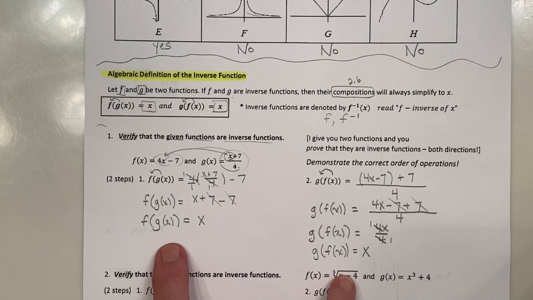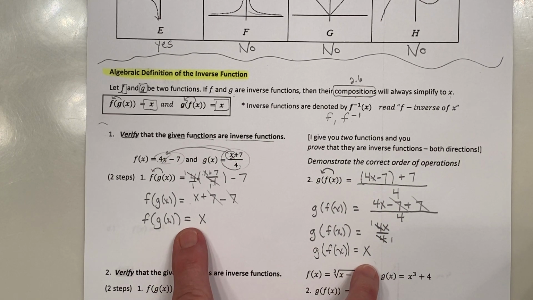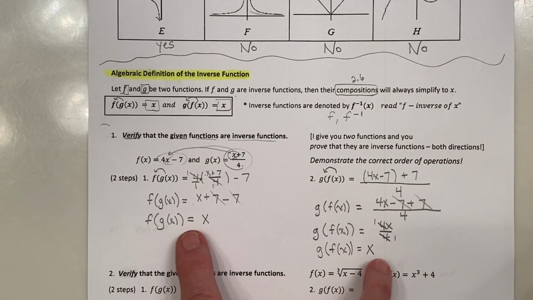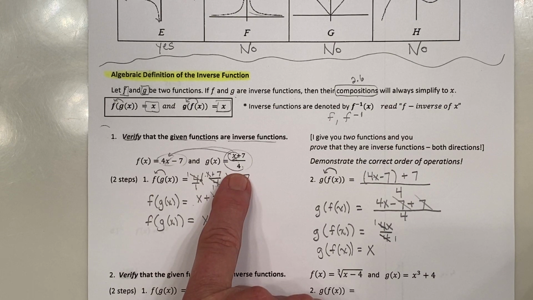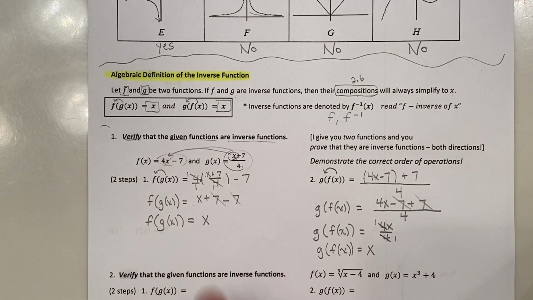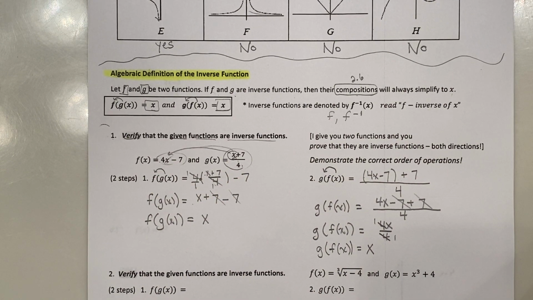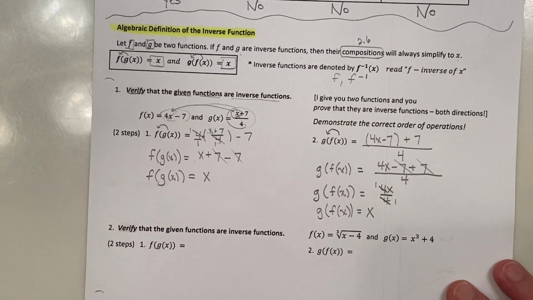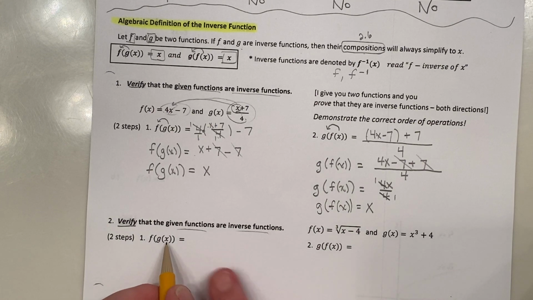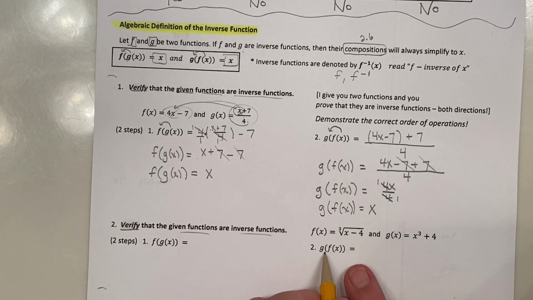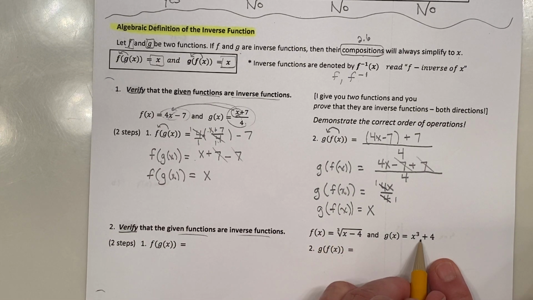So both these compositions resulted in a cleanup of x as an answer for each of them. So we just verified that that function, when graphed, and that function have symmetry across y equals x. Let's look at number 2, another example. Verify that these functions are also inverse functions. So f of g of x and g of f of x, and our new functions are right here.